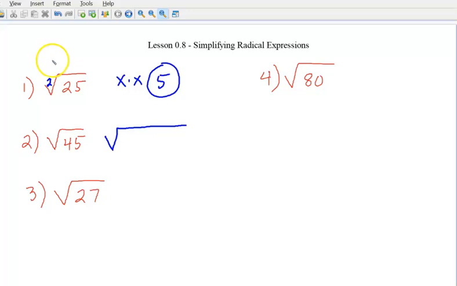7, 11. Somebody tell me what the next one would be after 11. 13 after that. 17. Next one after that, 19. 21 has 1, 3, 7, and 21. So 21 is not prime because it's got 4 factors. So only 2 factors, 1 and the number itself.